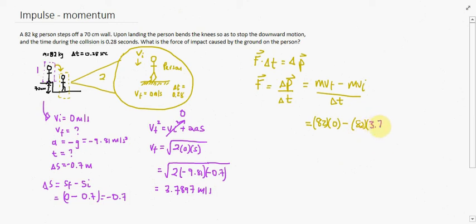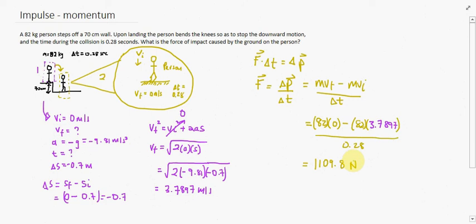This 3.7897, and then I divide all of that by the time it took me to come to a stop, which we said was 0.28 seconds. And that will give me an impact force of 82 times 3.7897 divided by 0.28, and it's 1,109.8 newtons.